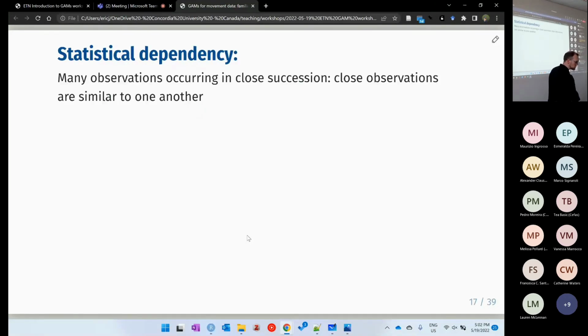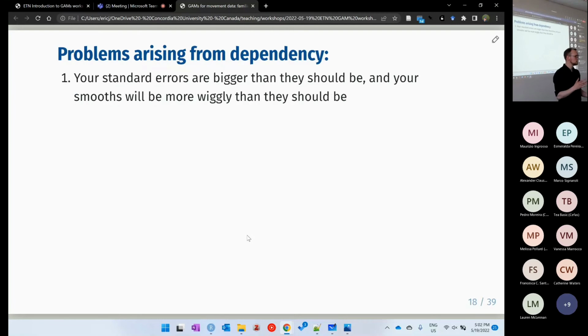So this is one of the bigger issues, the statistical dependency, where if you've got many observations in close succession, the issue is that these measurements are more related than you'd expect otherwise. We didn't randomly select these points that we observed for an animal. They're dependent on each other. And that can lead to a couple of major problems.